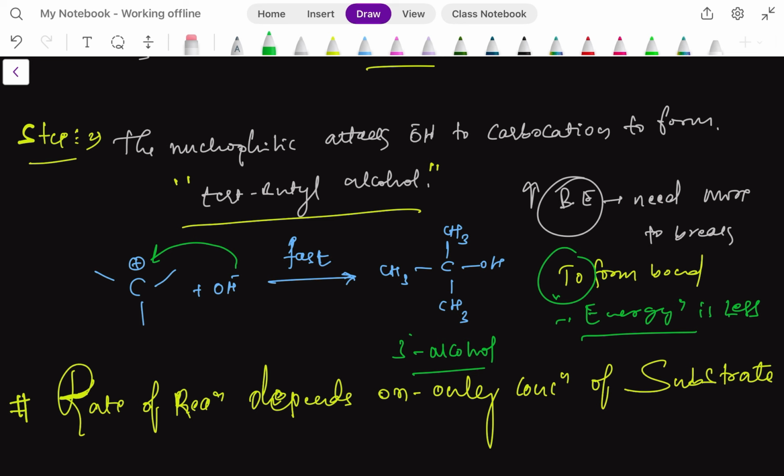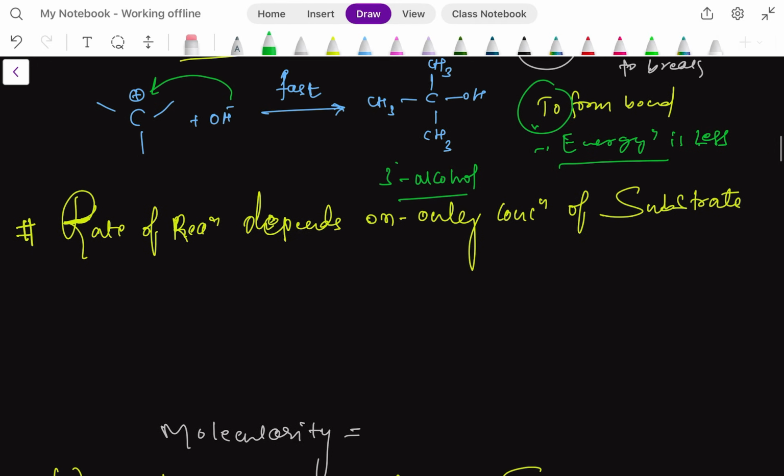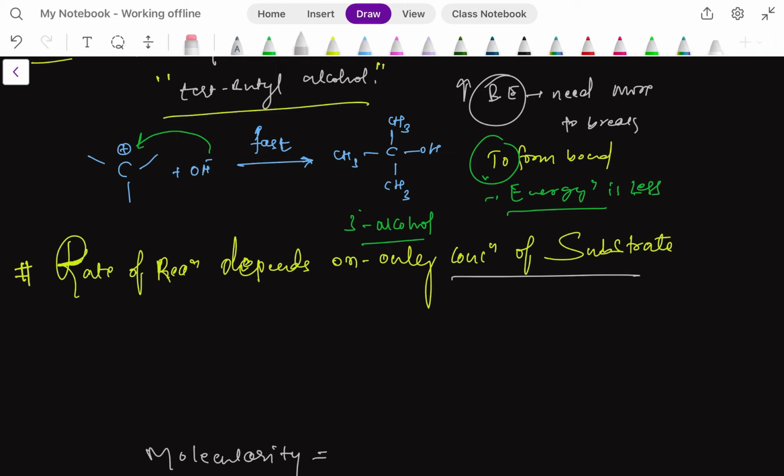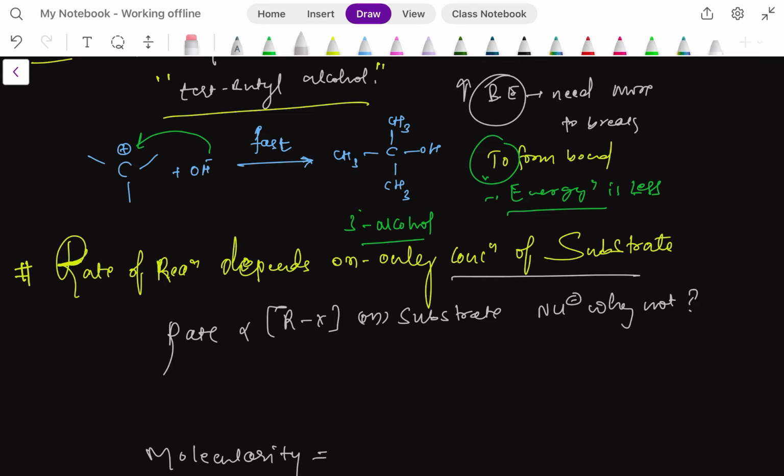Why am I telling this? Understand here. Rate of reaction depends only on the concentration of the substrate. First understand, rate is directly proportional to the substrate only. You write RX, or else write substrate. Sir, why not the nucleophile? You will understand later, just understand now. It depends only on the substrate, and does not depend on the nucleophile.